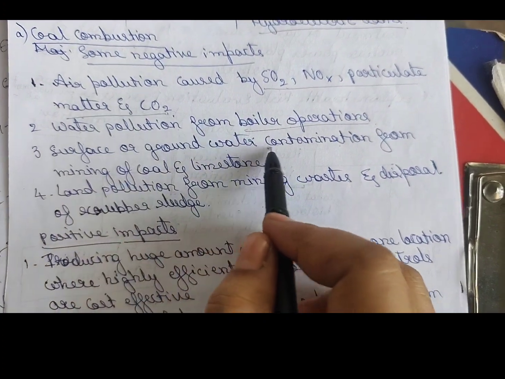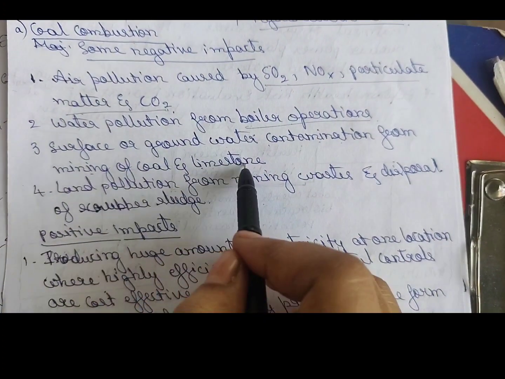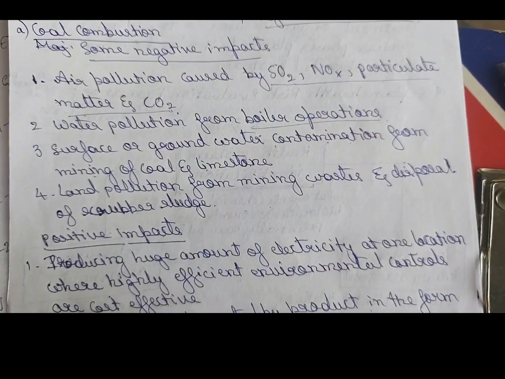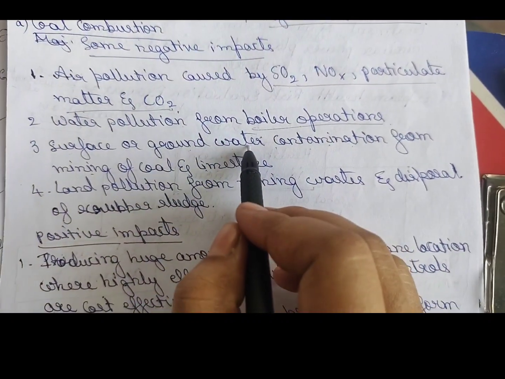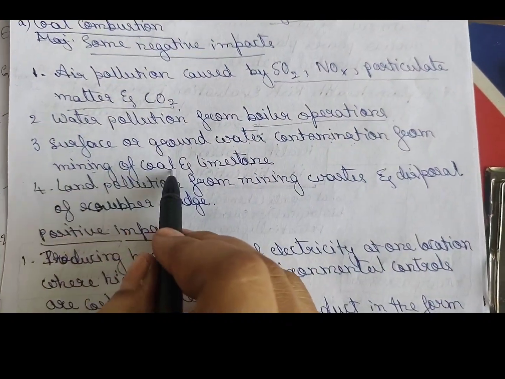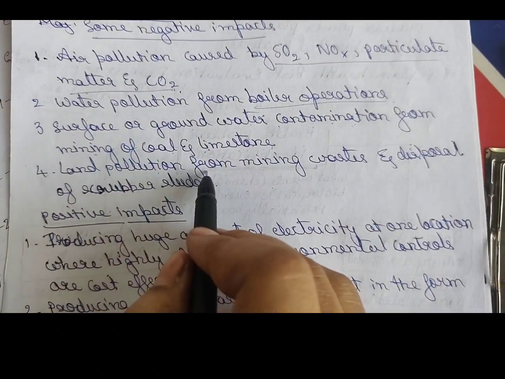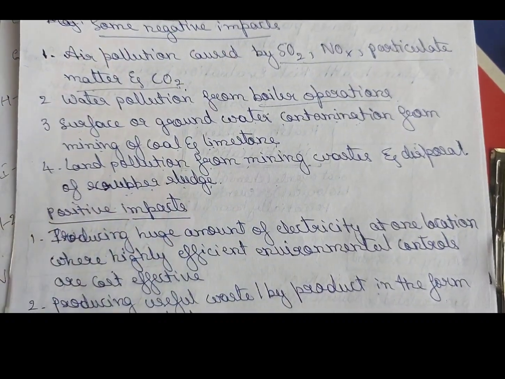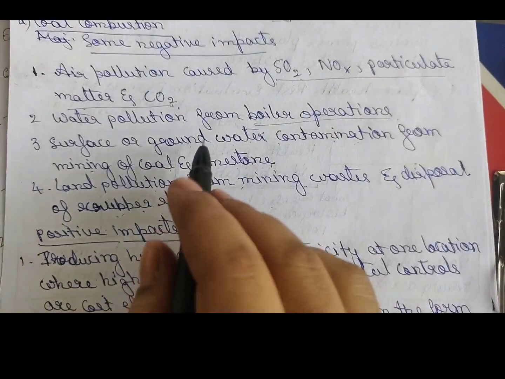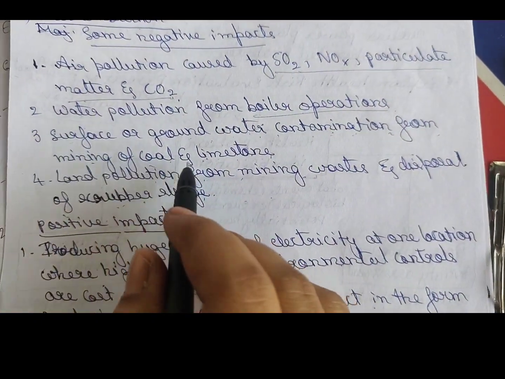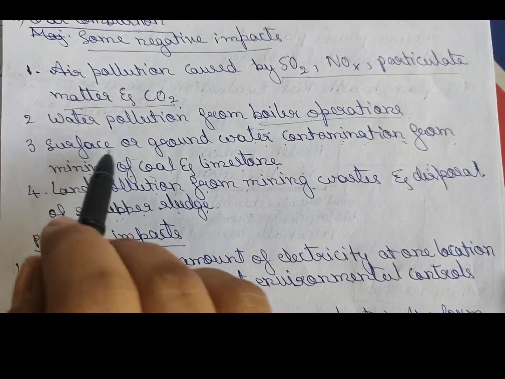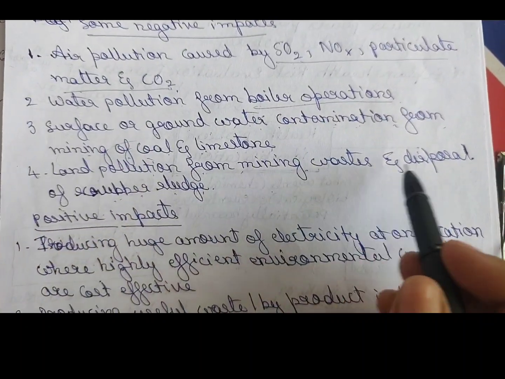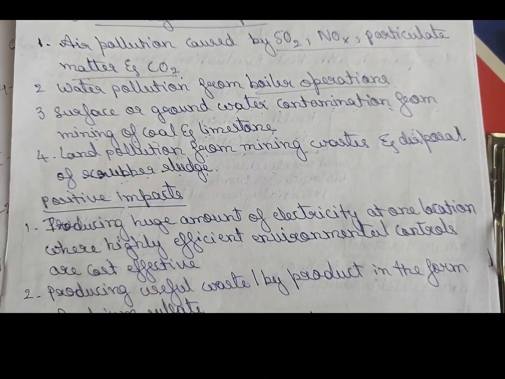Surface or groundwater contamination from mining of coal and limestone. While extracting the coal, surface or groundwater is affected and polluted by the mining. And land pollution from mining waste and disposal of scrubber sludge.